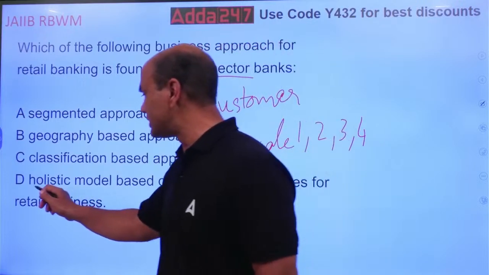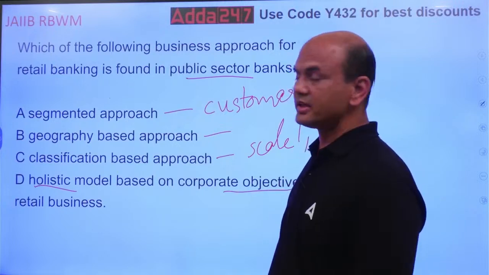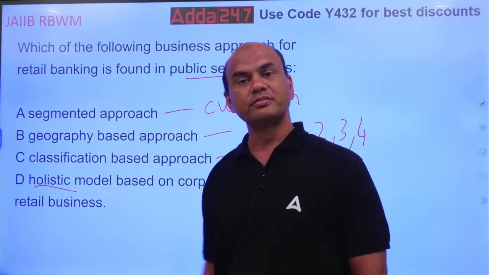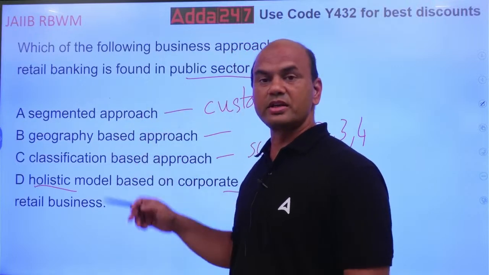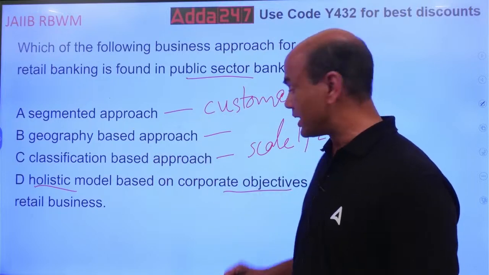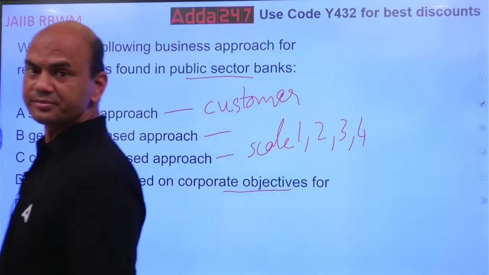Now, what is this holistic? Holistic model. Holistic means, kindly understand the word, it means all of them. It can be segmented also. It can be geography based also. It can be classification based also, depending on the corporate objectives, depending on what the bank wants.